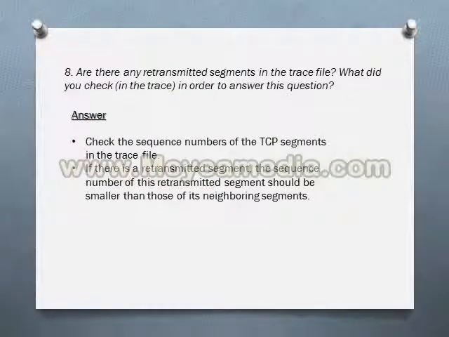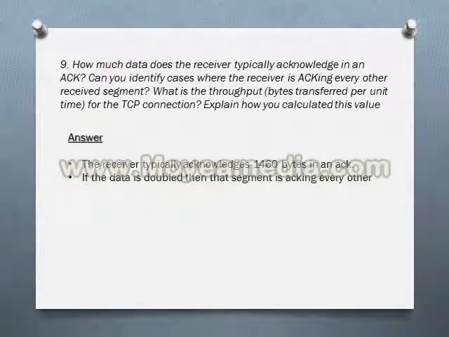Question number 8. Are there any retransmitted segments in the trace file? What did you check in the trace in order to answer this question? For this question, you'll want to check the sequence numbers of the TCP segments in the trace file. If there's a retransmitted segment, the sequence number of this retransmitted segment should be smaller than those of its neighboring segments.